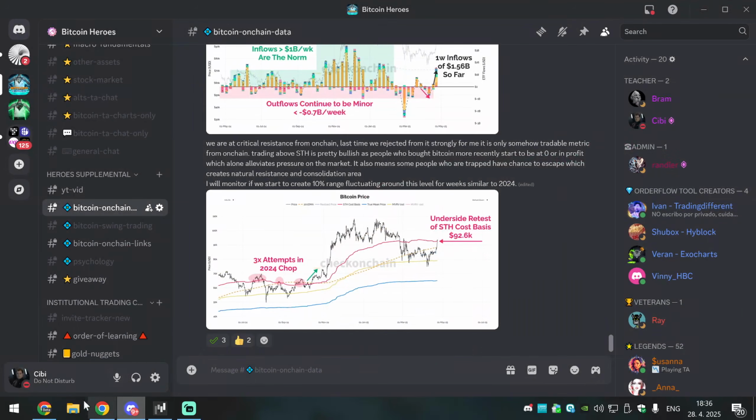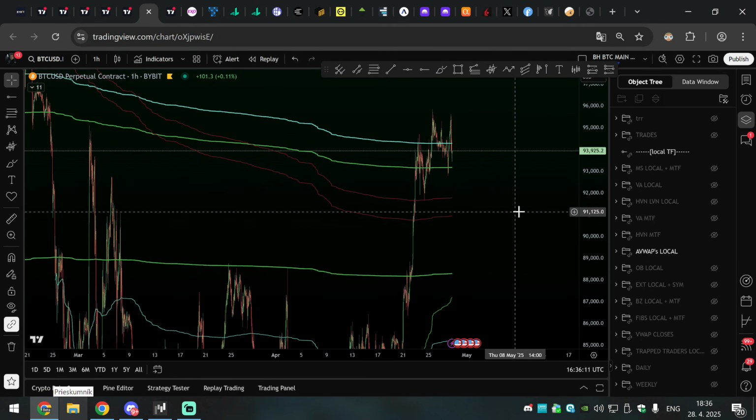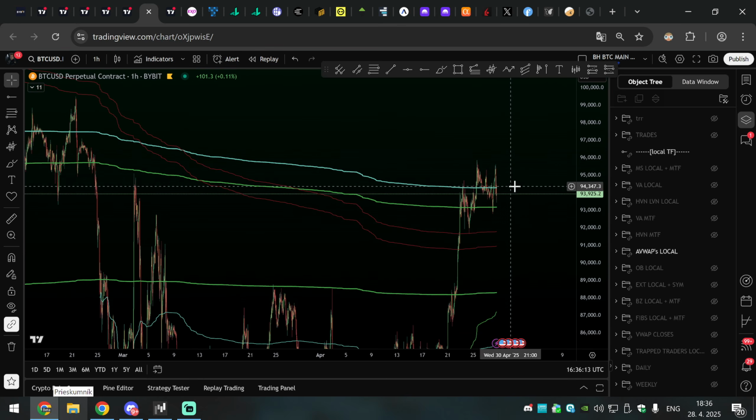So on-chain is also pretty cool. But for now, we still trade the range. While the range is lasting, we trade the range.